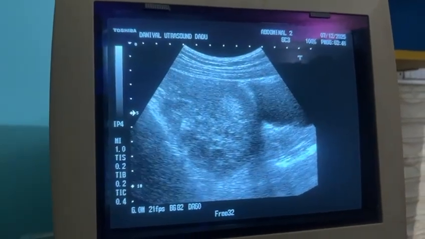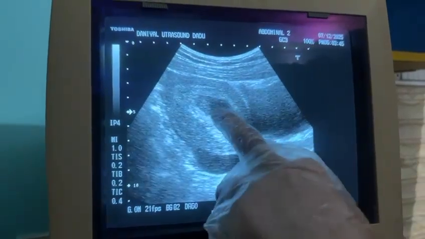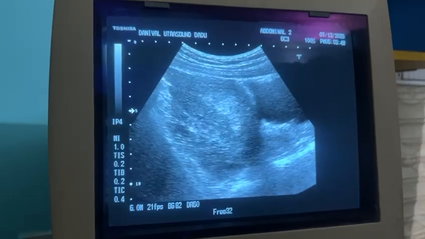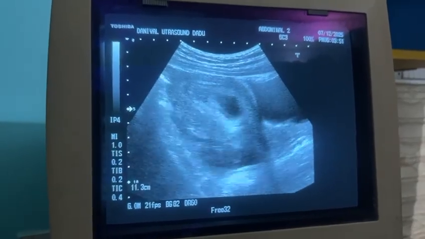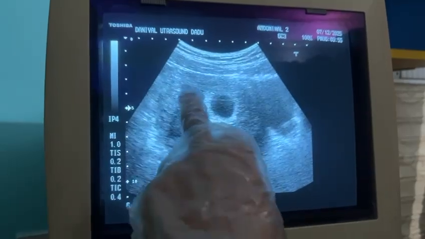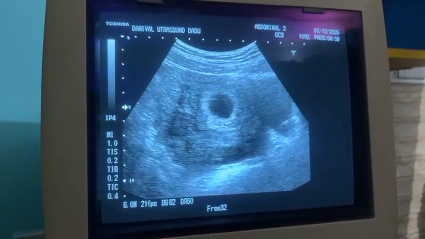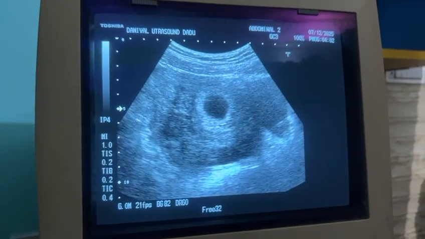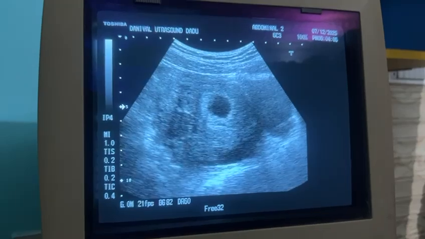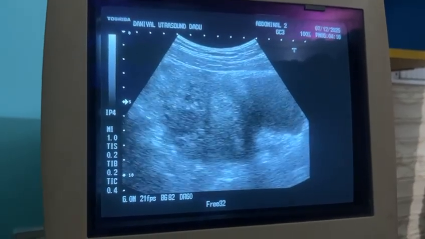So there's no intrauterine sac inside the uterus. This, though it looks like that here, is not an intrauterine sac. And here we have this right adnexal amorphous mass. It's a complex, heterogeneous mass near the ovary, in the area of the fallopian tubes.